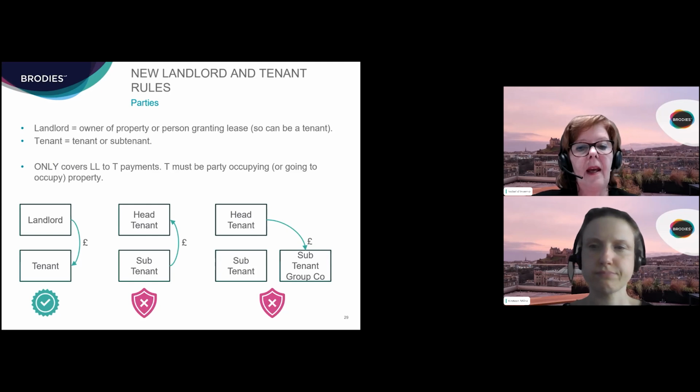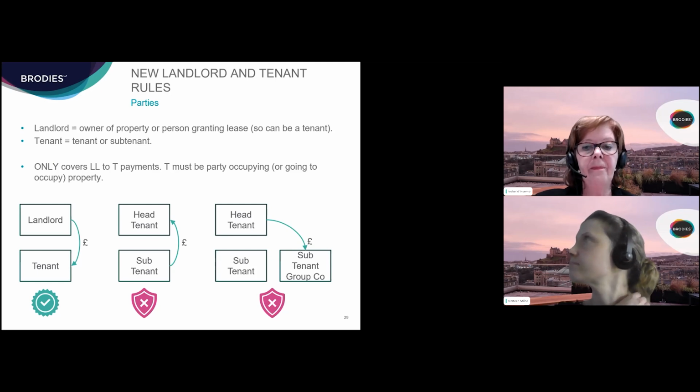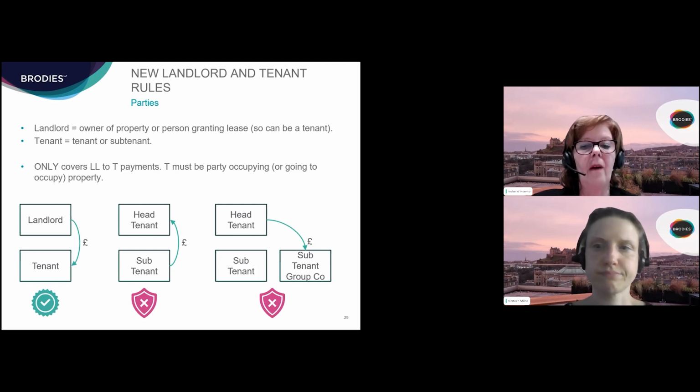And similarly, a payment from a head tenant to another company in the group in order to pay for some works to be carried out, that won't be covered by the new rules because it's not a landlord to tenant payment. So although the new rules are incredibly helpful, they're not a cure-all for every situation. So you do still have to be a bit careful looking at the CIS in relation to them.